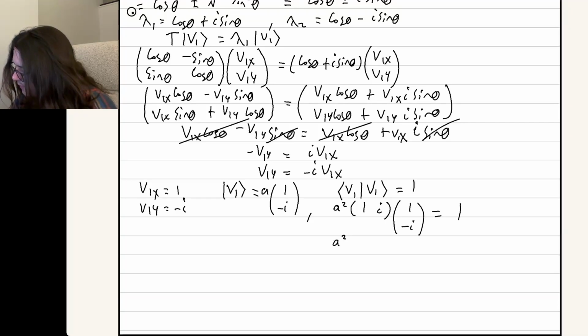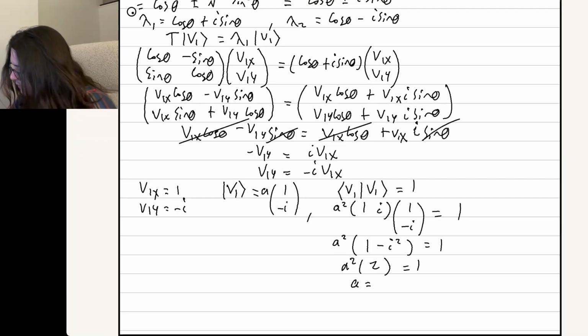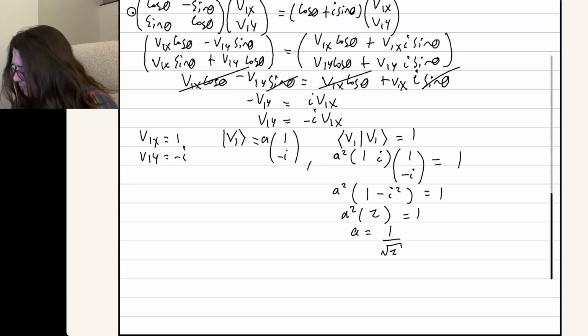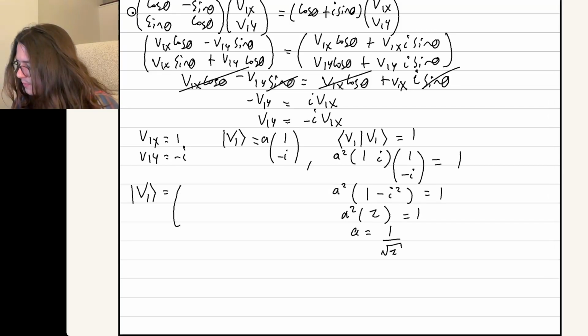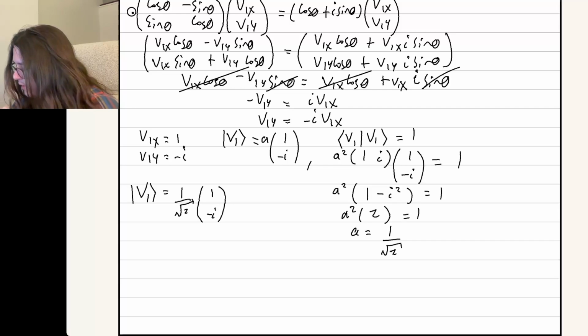So a squared is multiplied by 1 minus i squared. So it's just 1 minus negative 1. So 2. So actually a is equal to 1 over root 2. And we can write finally that v1, the eigenvector, is 1 over root 2 times 1, minus i, right?